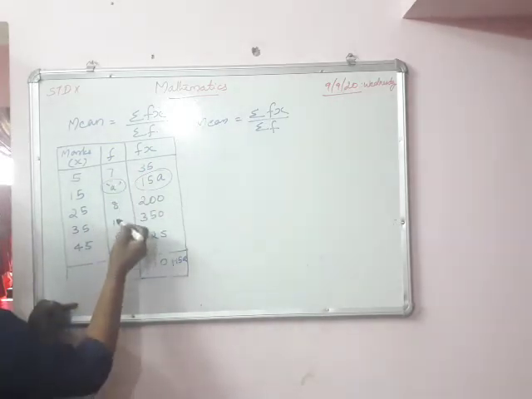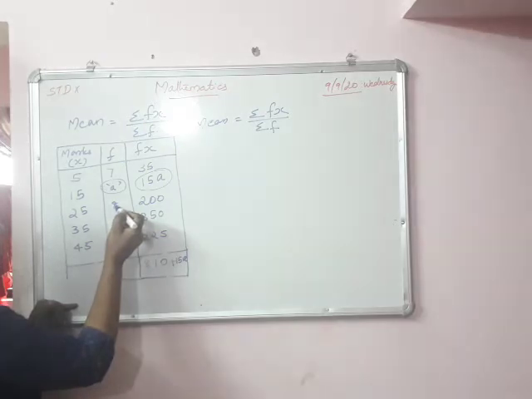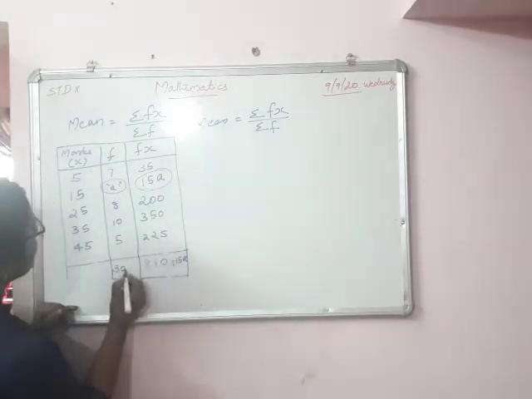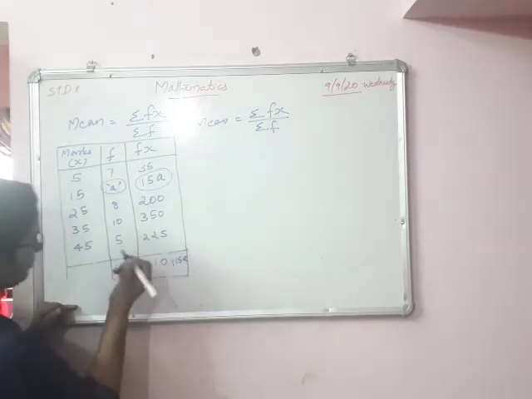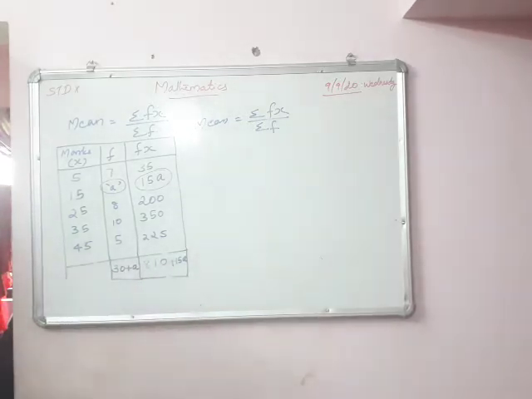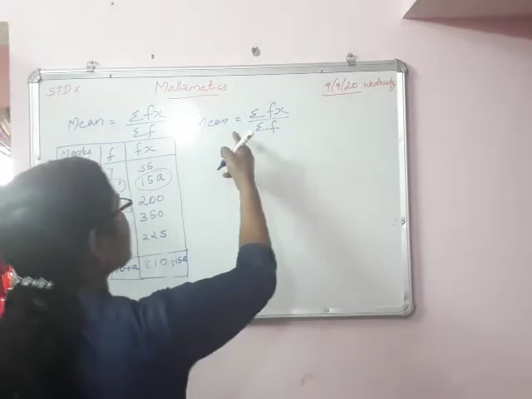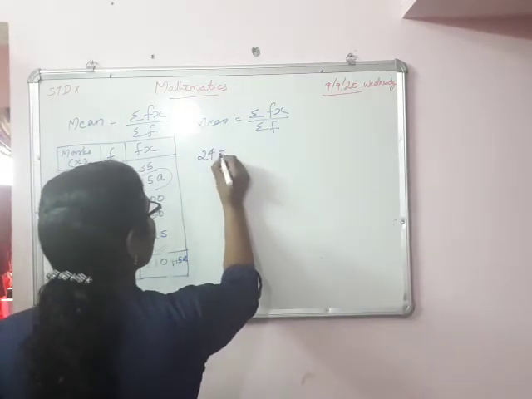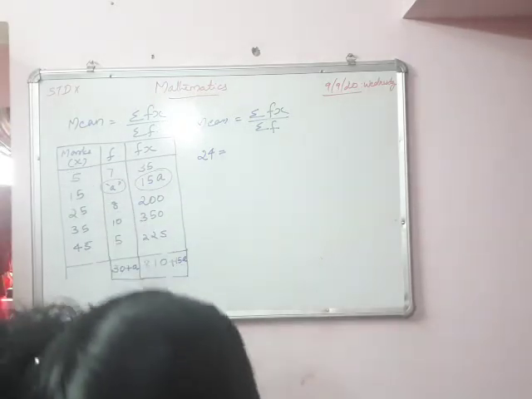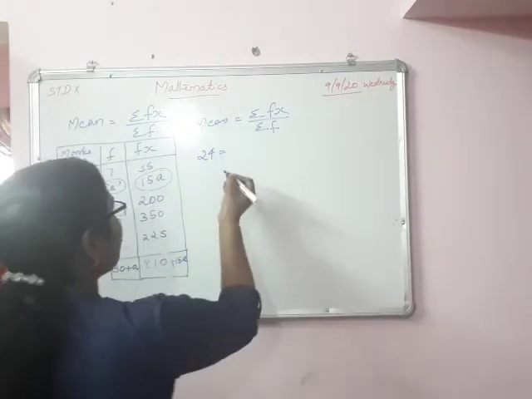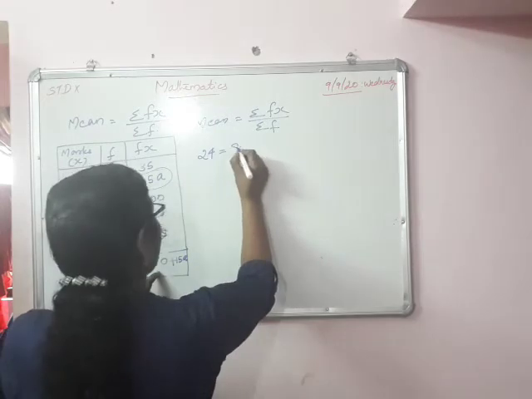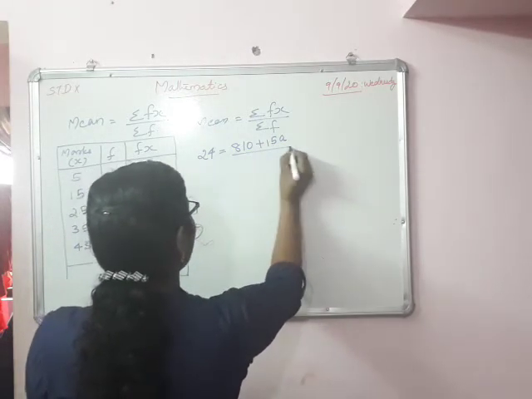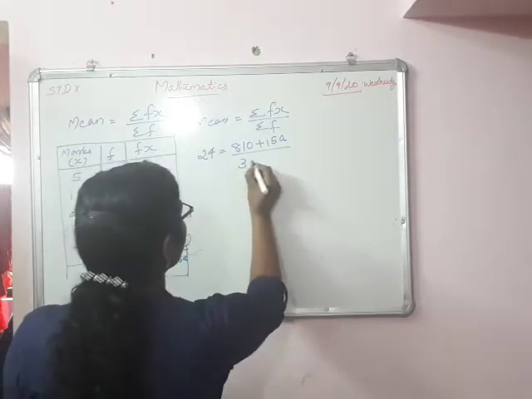Then 30, is it 30 plus a? That also 30 plus a. Then we are going to substitute the mean, that is already given in the question, 24. I think 24, is it? Okay, 24. 24 is equal to 810 plus 15a divided by 30 plus a.